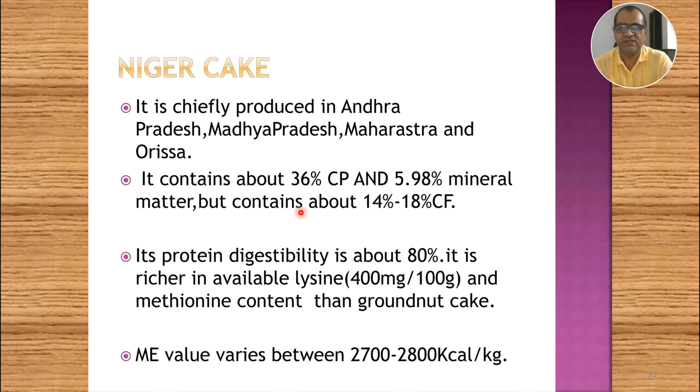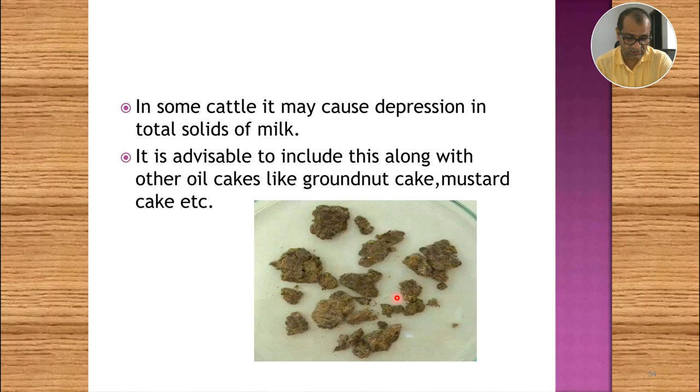Then Niger cake is also another thing. It is present very commonly in Andhra Pradesh, Madhya Pradesh, Maharashtra, and Orissa. So this contains 36% of the CP and 5.8% of mineral. But the protein digestibility is good, but it is one of the cakes that need to be used carefully in case of cattle, because the depression in total solids of the milk can also happen. Means the low SNF may also happen if we add this type of unconventional feed to a higher extent.